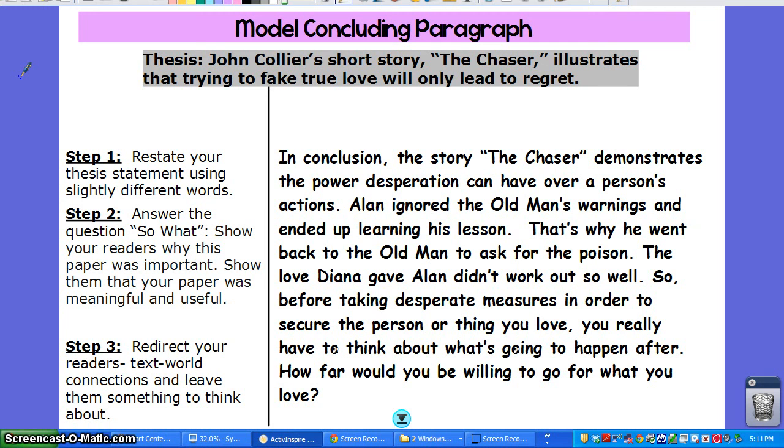So I'd like you to think about how this student has followed the 3 steps for writing a conclusion. Where do you see the student restating their thesis using different words? Where do you see them answering the so what question? And where do you see them redirecting their readers with some text-to-world connections and leaving them something to think about?